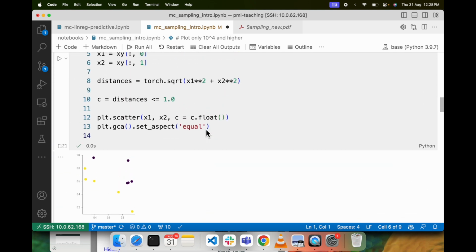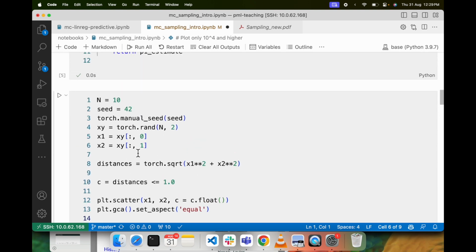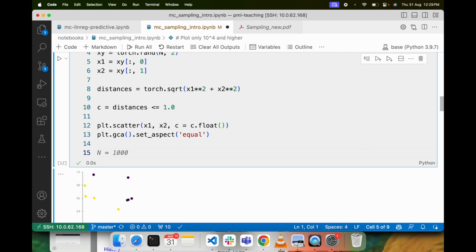Right. So now you can see that all these yellow points are falling within the circle. The blue points are falling outside of the circle. That is all you needed to do. But you only had 10 points. You can also see the value of pi that you get here.